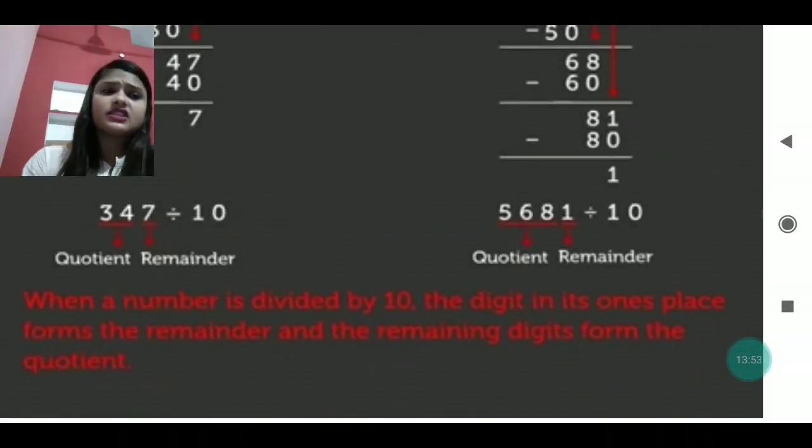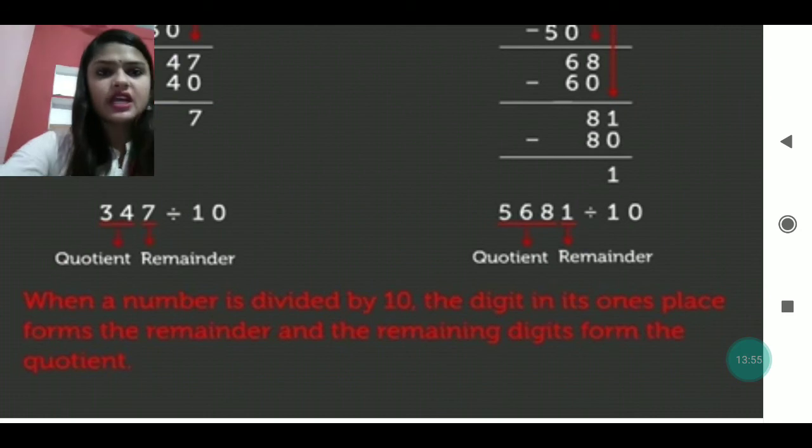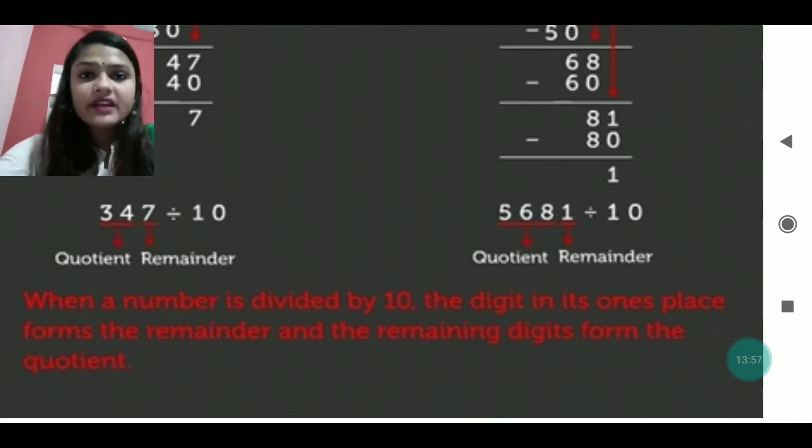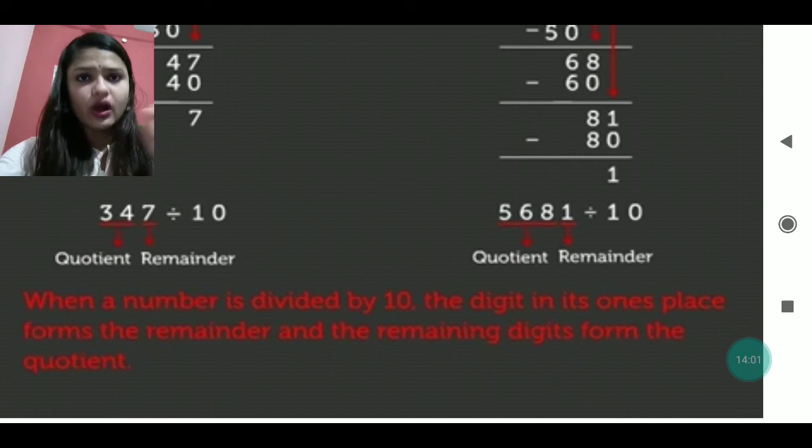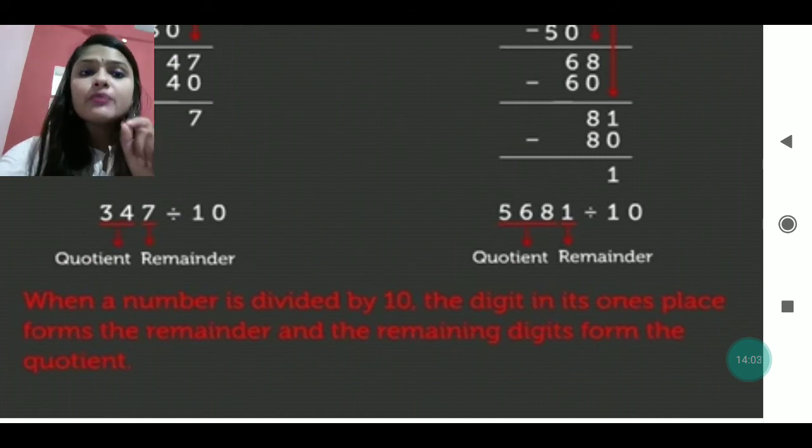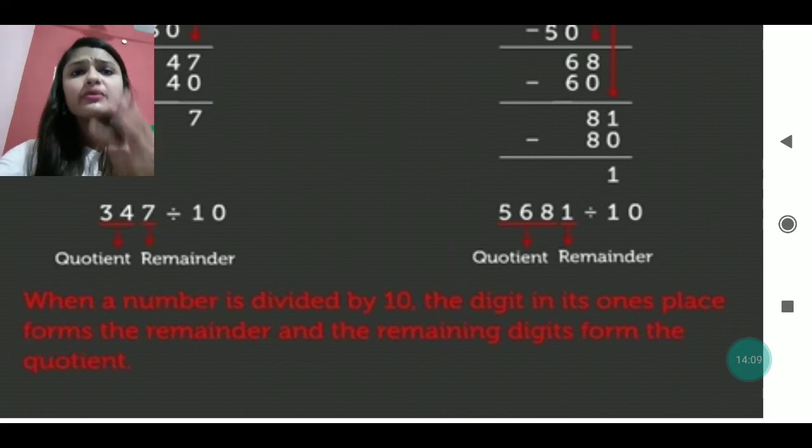Before moving to the next one, my dear, one thing I forgot to tell you. That thing is what is written with the red line. Just see, that is written in the red column. When a number is divided by 10, the digit in its ones place, any number, 2-digit number, 3-digit number, or 4-digit number.